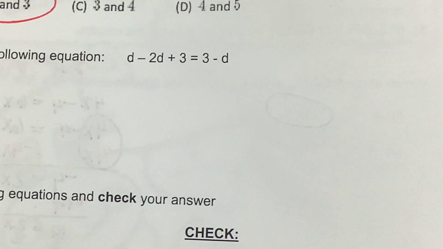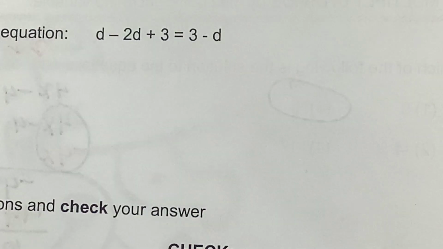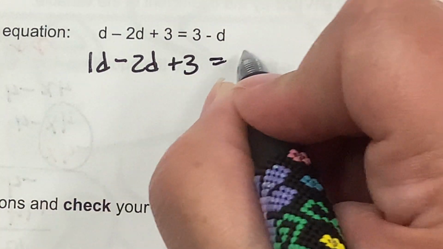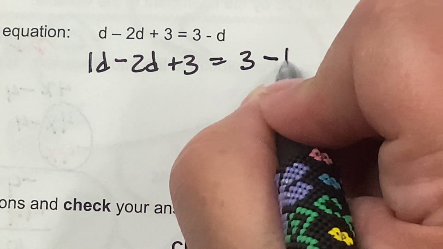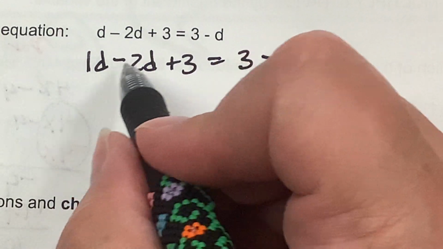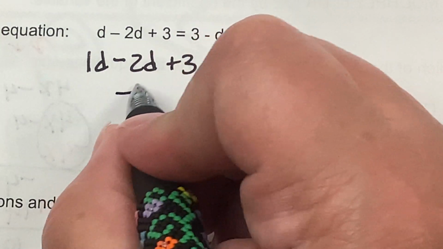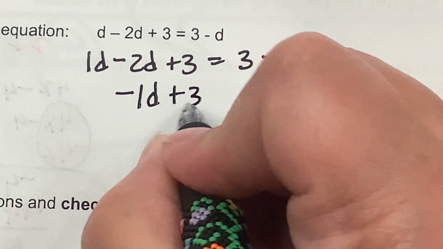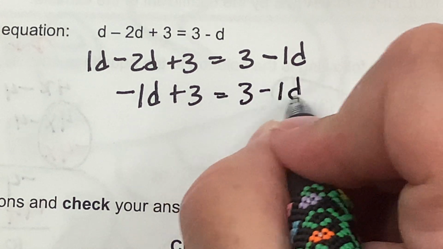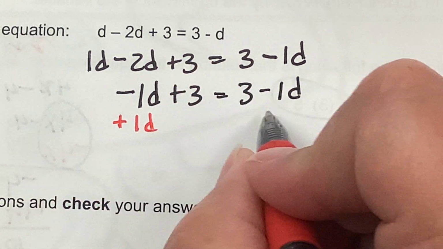Again, I'm going to make it nice and big so you can see. And I'm going to rewrite it, and I'm going to put a lot of 1s in there for myself, because you know me. So here I have 1d minus 2d plus 3 equals 3 minus 1d. Now, combine like terms. 1d minus 2d is negative 1d plus 3 equals 3 minus 1d. Well, I have to combine like terms, right? I'm going to add 1d to both sides.